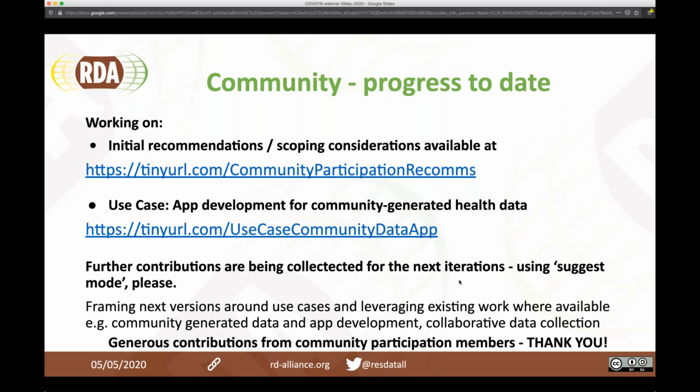The second document is focusing on a use case, the app development for community-generated data. And this second document is part of our overall approach, the one that we set out in the scoping document, which is that of framing next versions around use cases. We welcome all contributions to both documents in suggestion mode, and are very grateful for everything that has been done so far. Next slide, please.